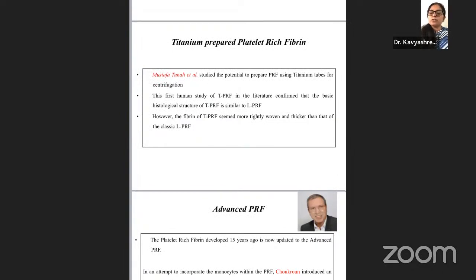The other advancement of the PRF is titanium prepared PRF. So what is this? Instead of a glass tube, as I explained, which has silica that has an adverse effect on the body, they have started using titanium tubes to replace that. This advancement was done by Mustafa et al. He studied PRF using titanium tubes for centrifugation, which is similar to the LPRF, but only the titanium tubes are used instead of the silica or glass tubes.